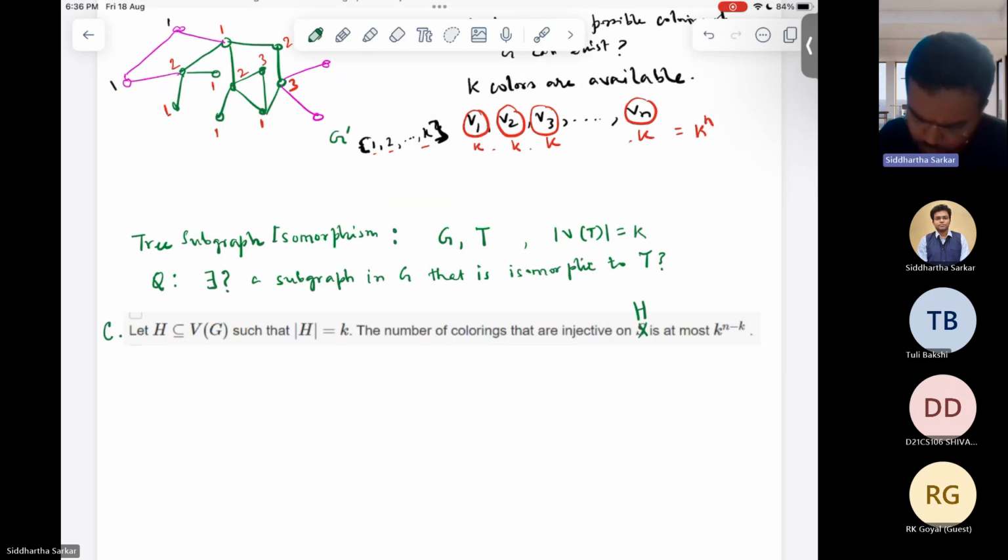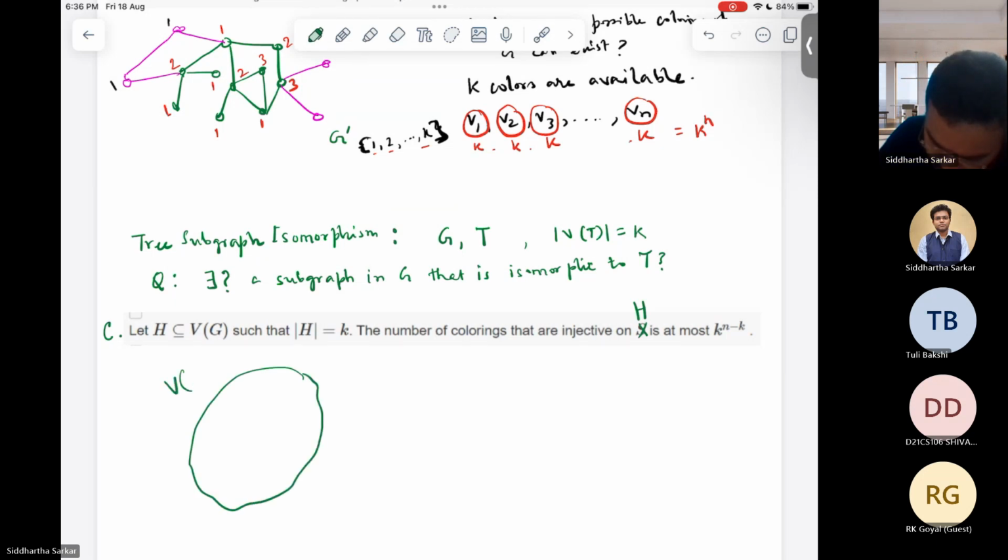So what are we counting? We're counting the number of colorings that are injective. So let us say that this is the entire vertex set, and in this vertex set, there is a smaller set, which is H, and mod H is k. So how many colorings are there that are injective on H? Injective means one to one. Okay, so that is the question.